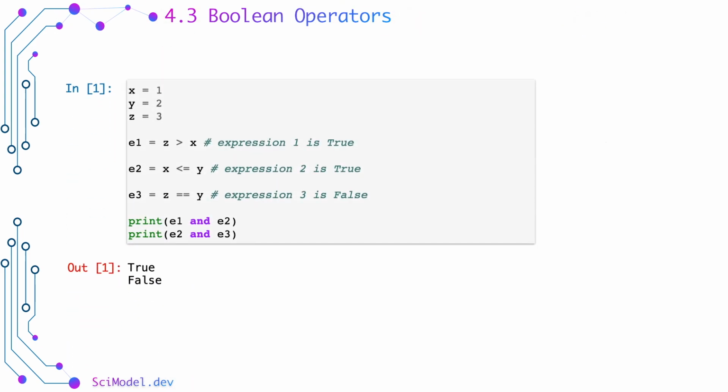Here we have 3 variables: x equals 1, y equals 2, and z equals 3. Then, we have three expressions e1, e2, and e3. Since z is greater than x, expression 1 is true. Also, since x is less than or equal to y, expression 2 is also true. However, since z does not equal y, the third expression is false. Therefore, the expression e1 and e2 must be true since both expressions e1 and e2 are true, but expression e2 and e3 is false since one of them is false, e3 in specific.